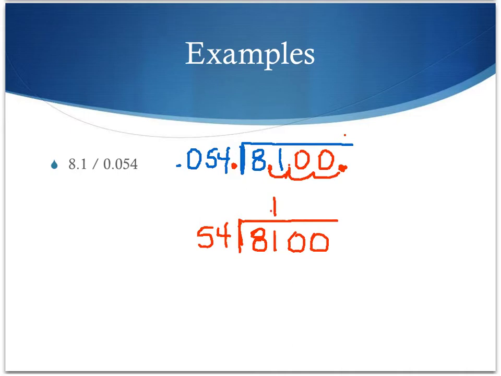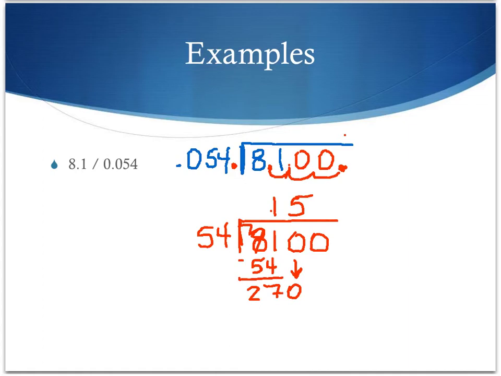So now I'll multiply. 1 times 54 is 54. I'll subtract, and I get 27. I'll check. 27 is smaller than 54, so I can proceed by bringing down a 0. And then again, I'll look at, well, how many 50s get me close to 270? Well, here's 250. I think about that. There's 5 quarters.